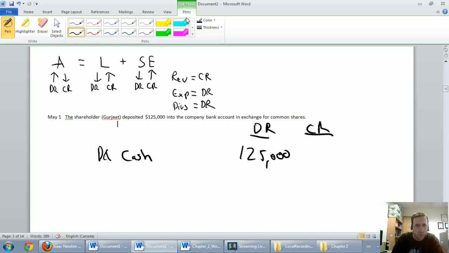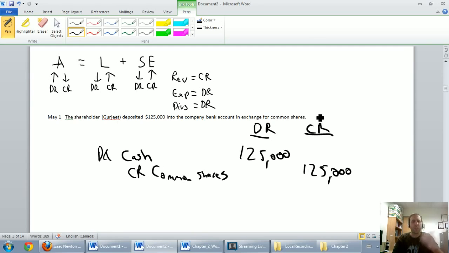So Gurjeet's shareholders' equity is going up. We're going to have to credit her shareholders' equity. But just as when we debited cash, we didn't debit assets, right? Assets is far too broad. We debited the specific asset account, which is cash. We're never going to credit shareholders' equity. Like, we'll never credit SE down here. We've got to credit the specific account. And in this case, she got common shares issued to her. We're going to credit common shares. There aren't too many shareholders' equity accounts to really be worried about, and common shares is one of the few. So we credit common shares for $125,000, and we're feeling pretty good.